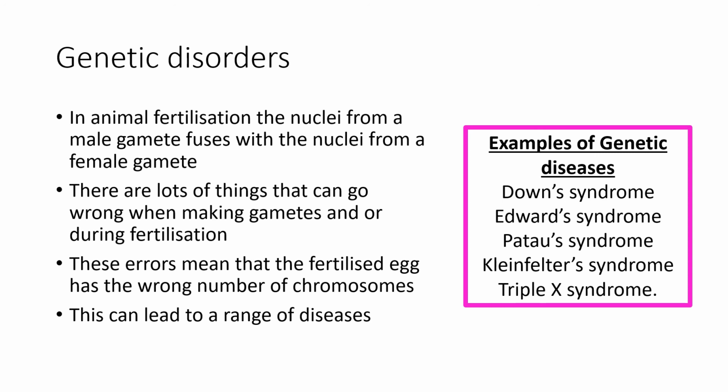For example, Down syndrome is an extra chromosome 21, but there are plenty of other ones, some of which involve the autosomes, which are the first 22 pairs of chromosomes, some of which involve the sex chromosomes, which is pair number 23. And you're welcome to go and research any of the examples to find out more information about them.